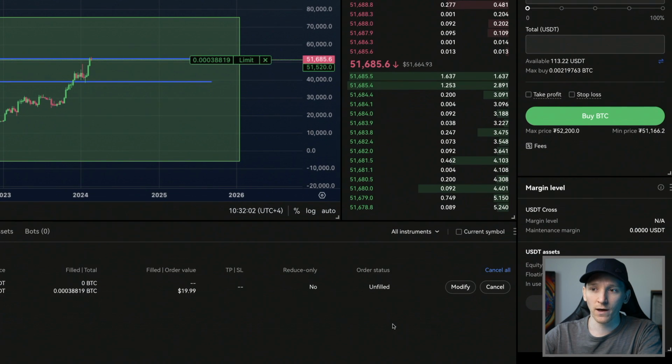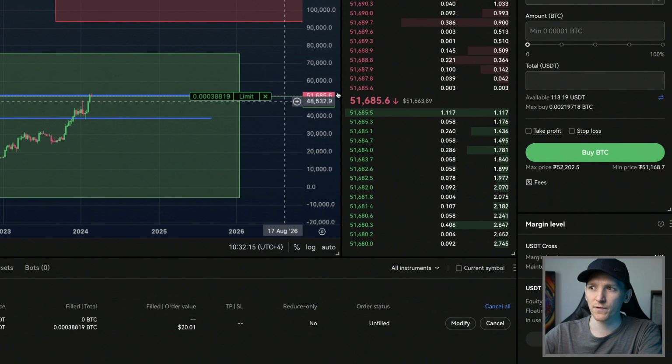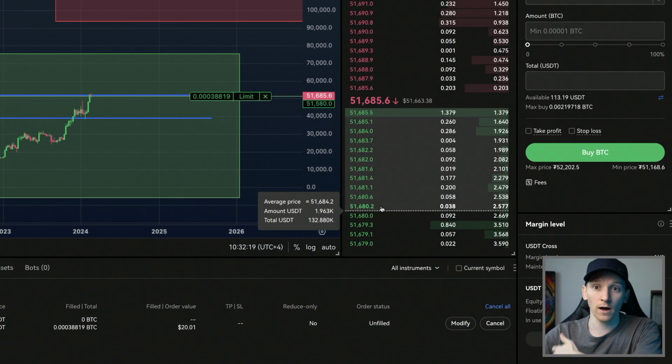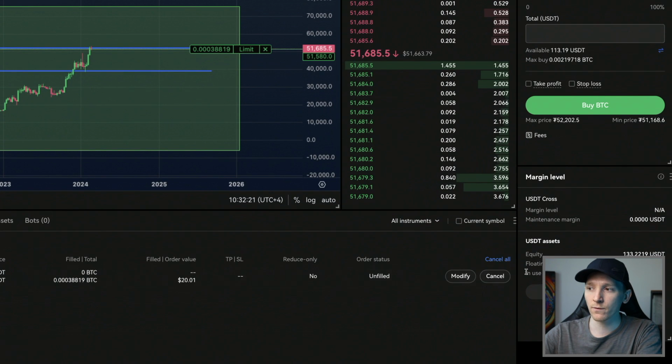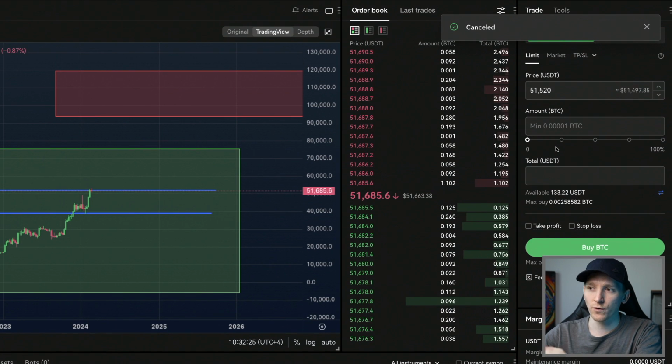If you want to modify this, you can press modify and change the limit price. So maybe you're not getting your trade and you want to put the price up a bit to something a little bit higher, press confirm. Now you've moved up a little bit and you've got more chance of getting your trade done because you're paying up. If you want to cancel this, just press cancel and that's gone. So that's the limit order on the buy side.